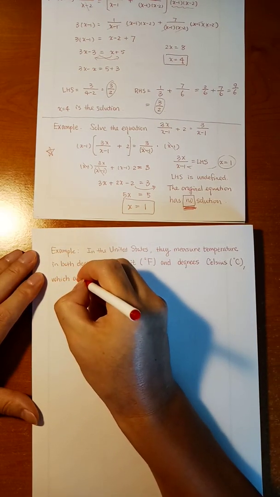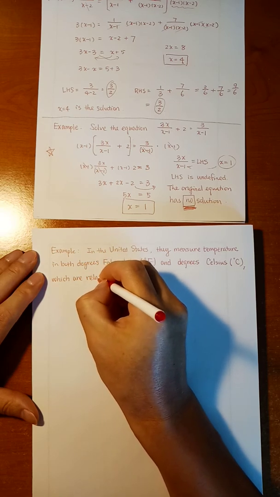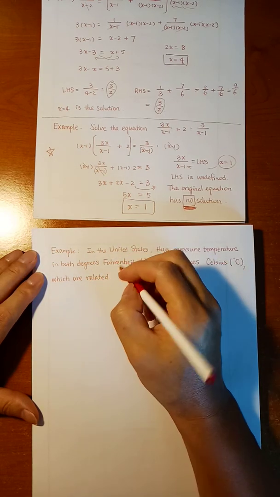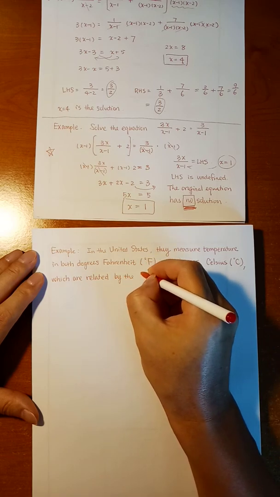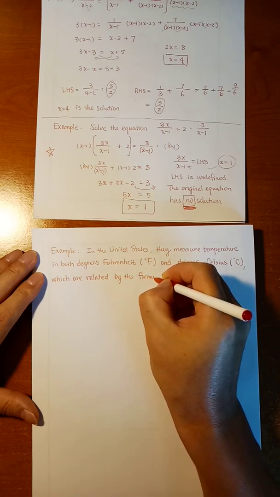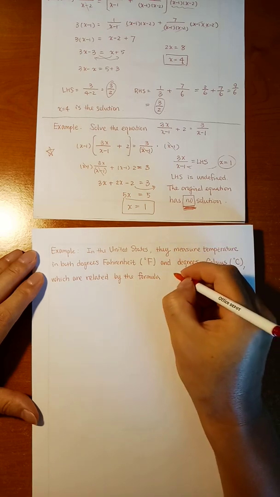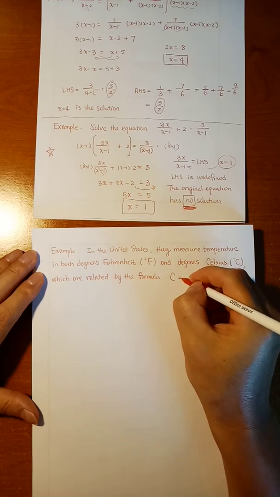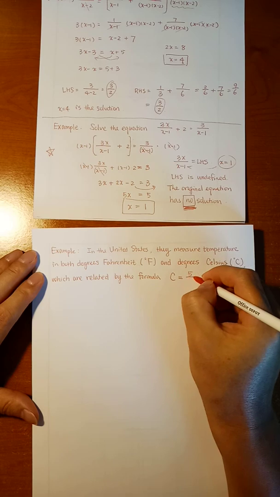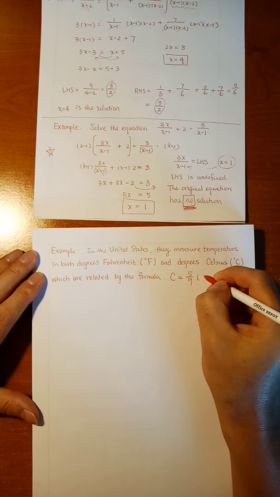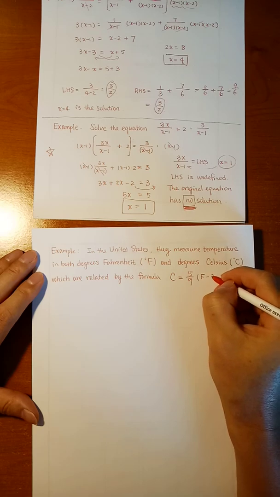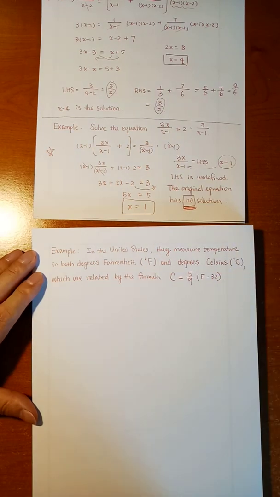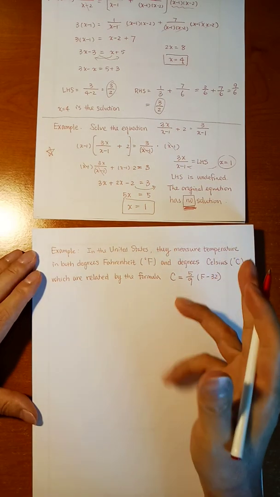Those two systems are related by the formula: Celsius is equal to 5/9 times Fahrenheit minus 32. Okay, so this is a relation between the two systems.